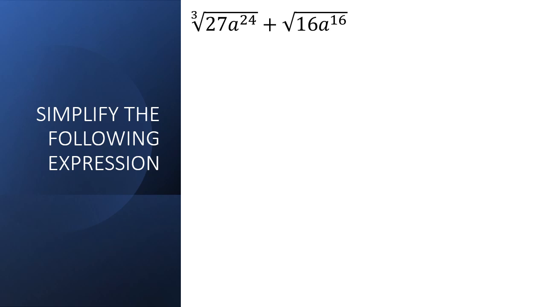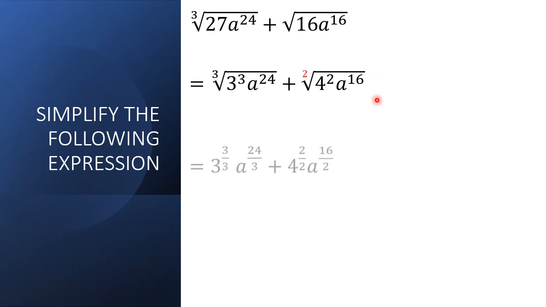Now let us simplify an expression that contains roots. The first term contains a cube root, the second term contains a square root. In order for us to simplify the expression, we need to express our bases in exponential form. 27 can be given as 3 cubed, 16 can be given as 4 squared. We then need to divide the exponent of each base with the root. Now in the second term, because we're given a square root, it means we have an invisible 2 that's normally not written with the root.